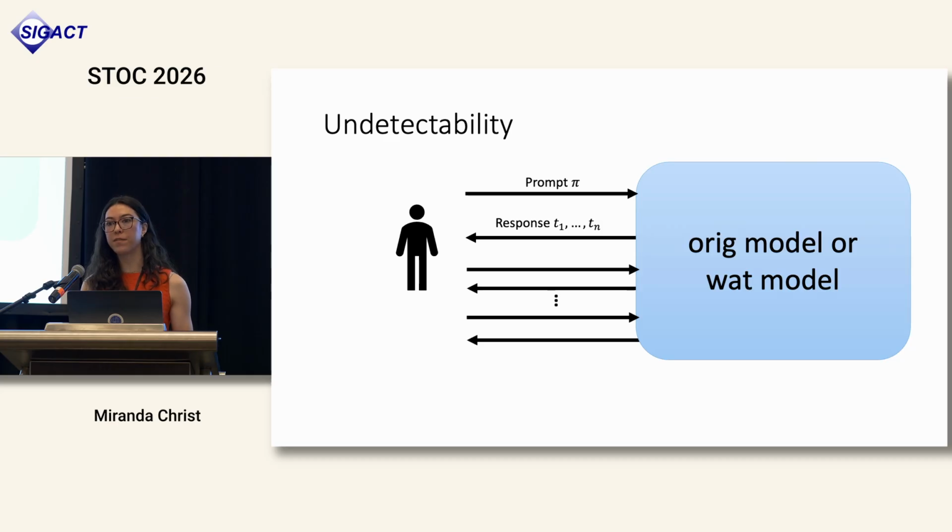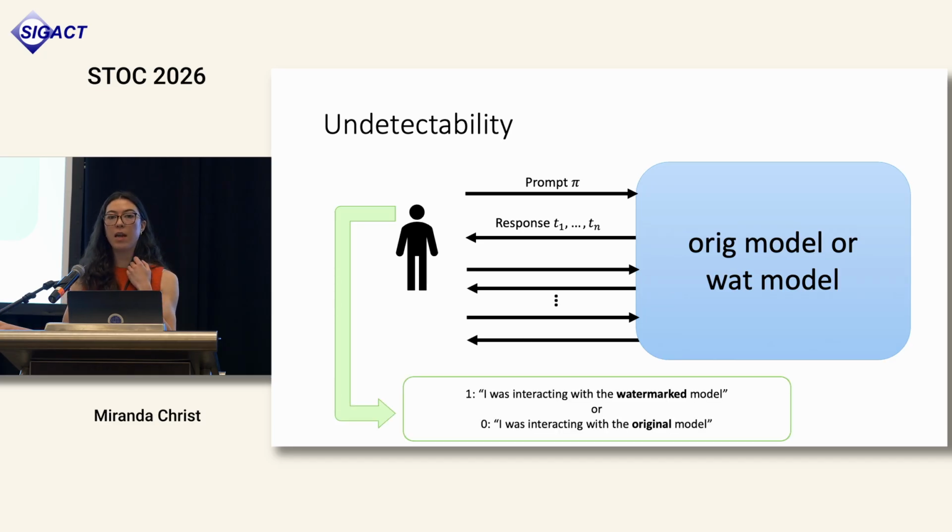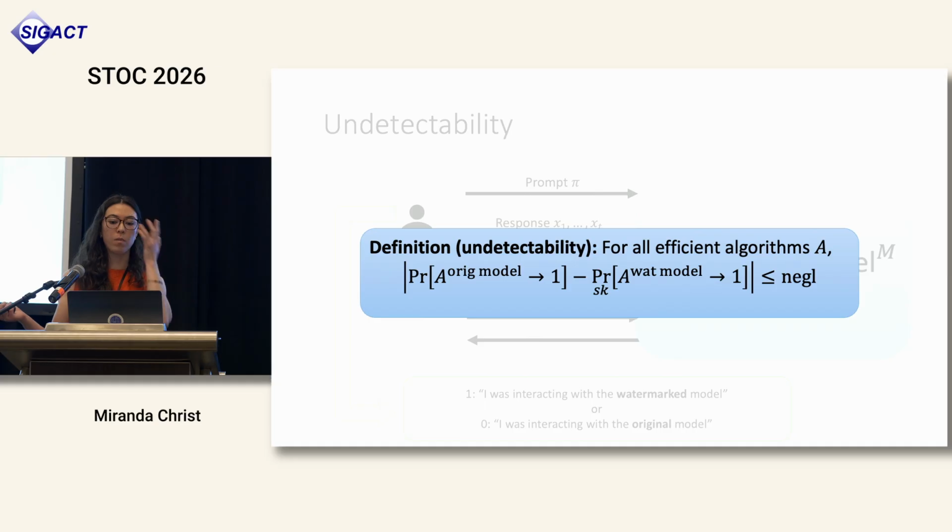And so we can define this using a game-based definition. This is called undetectability, where you have some distinguisher that can make adaptive queries to either the original model or the watermarked model. It doesn't know which. And at the end of this experiment, it needs to say whether it thinks it was talking to the watermarked model or the original model. And we say a watermark is undetectable if any efficient distinguisher has negligible advantage in this game.